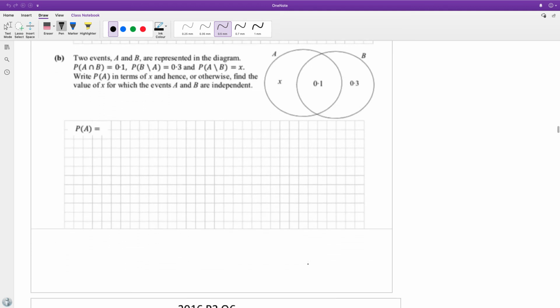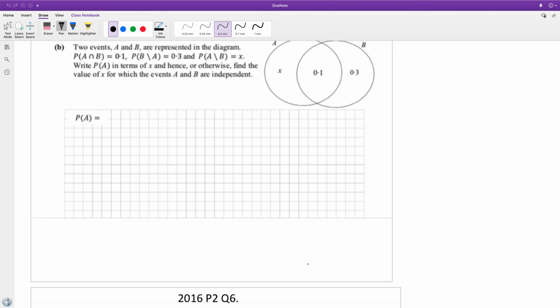Two events A and B are represented in the diagram. Probability of A intersection B is equal to 0.1. Probability of B less A is equal to 0.3. Probability of A less B is equal to X. Write P(A) in terms of X and hence find the value of X for which the events A and B are independent. So, independent.